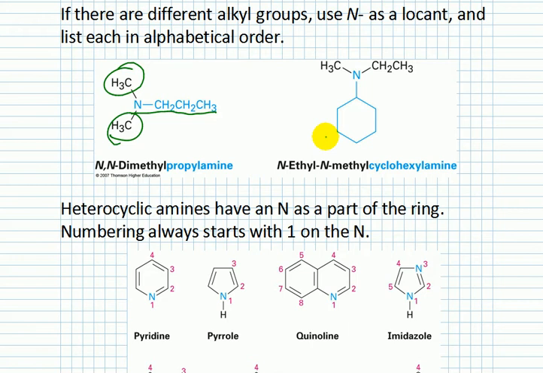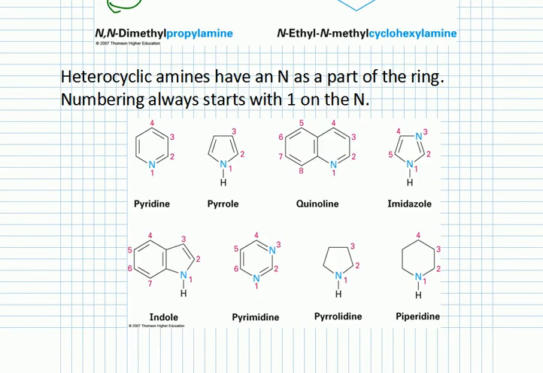Again, here's a nitrogen with a methyl, an ethyl, and a cyclohexyl group. N-ethyl-N-methylcyclohexylamine. The main base name is cyclohexylamine. The substituent with the most carbons to it becomes the base name. And anything else is named as substituents off of that N.